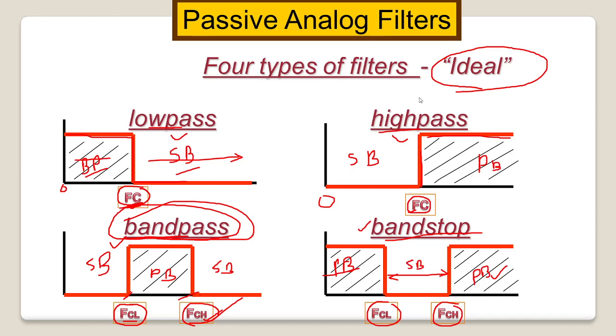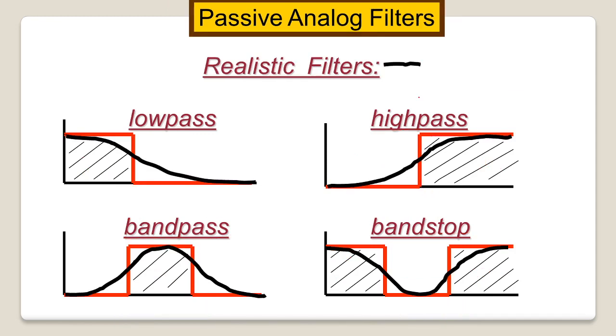So in this lecture, what you will see next is my realistic, that is, my practical filters. What are the practical filters? The practical filters are denoted like this. In the ideal one it will cut off at the sharp edge, that is the FC over there. But practically it won't. It will take some time, and after a certain time it will stop over there.